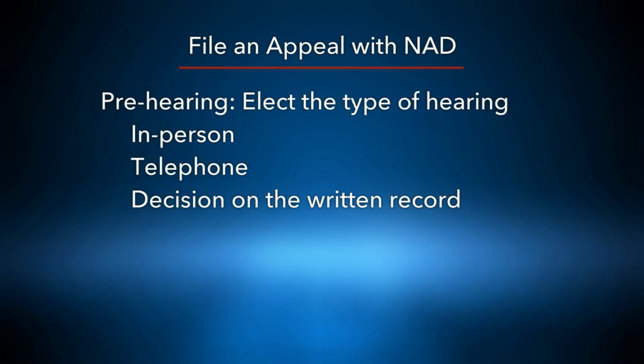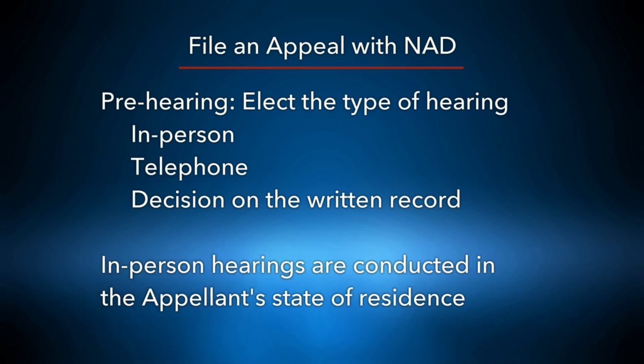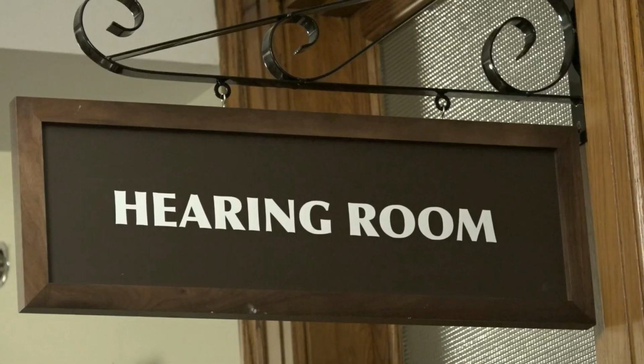At the pre-hearing, you will elect an in-person hearing, telephone hearing, or a decision on the written record. In-person hearings are conducted in the appellant's state of residence to accommodate face-to-face fairness. During the hearing, both you and the agency will have an opportunity to present your position and evidence. Let's briefly listen in on a hearing.